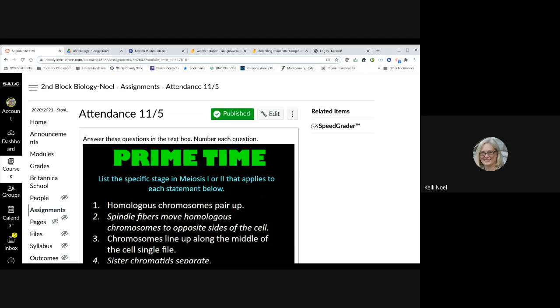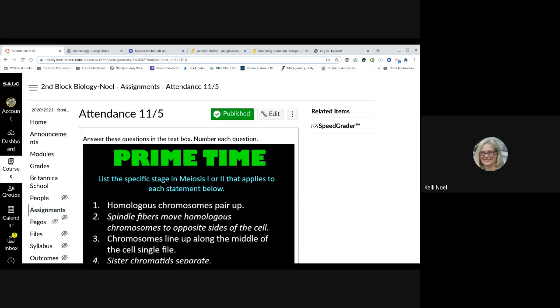So we've been talking about meiosis the last couple of days. This is how our gametes, or sex cells, are formed. And remember, there are two stages or two divisions that occur. So homologous chromosomes pair up. That means homologous is the same. It is the same chromosome that has the same genes.